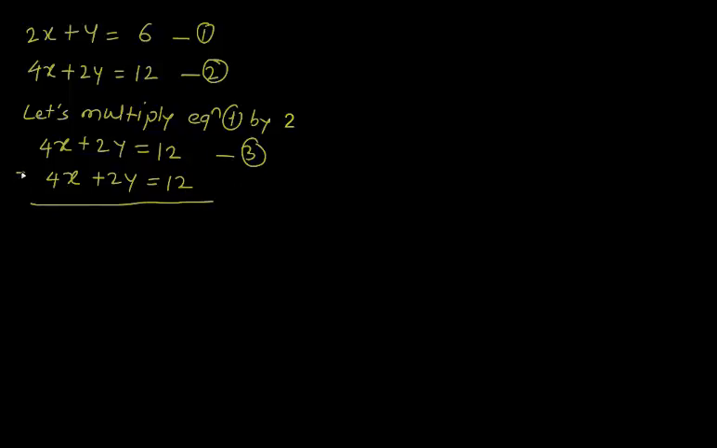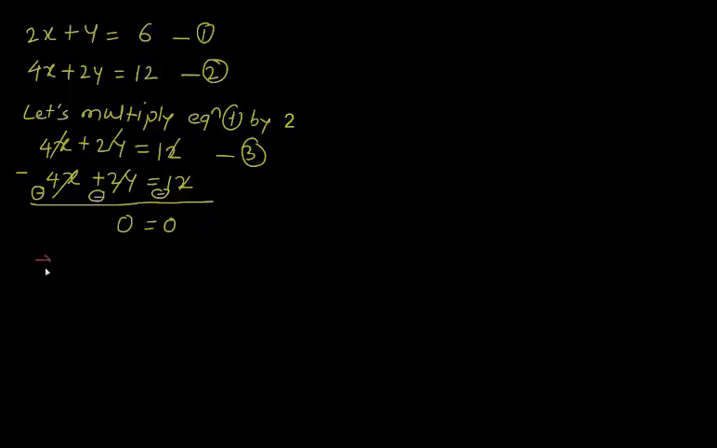Now if we subtract the second equation from the third equation, what will happen? 4x will cancel each other, 2y will cancel each other, 12 and 12 will cancel each other. So we'll get 0 is equal to 0. Now when we multiplied equation 1 by 2, we got the same equation as the second equation. Hence these two linear equations represent one and the same linear equation and they will have infinite number of solutions.